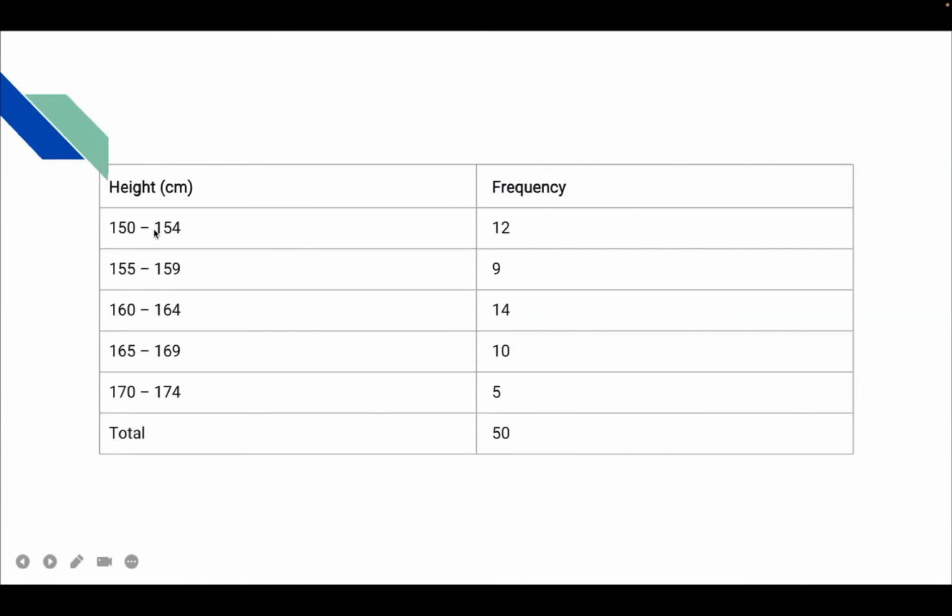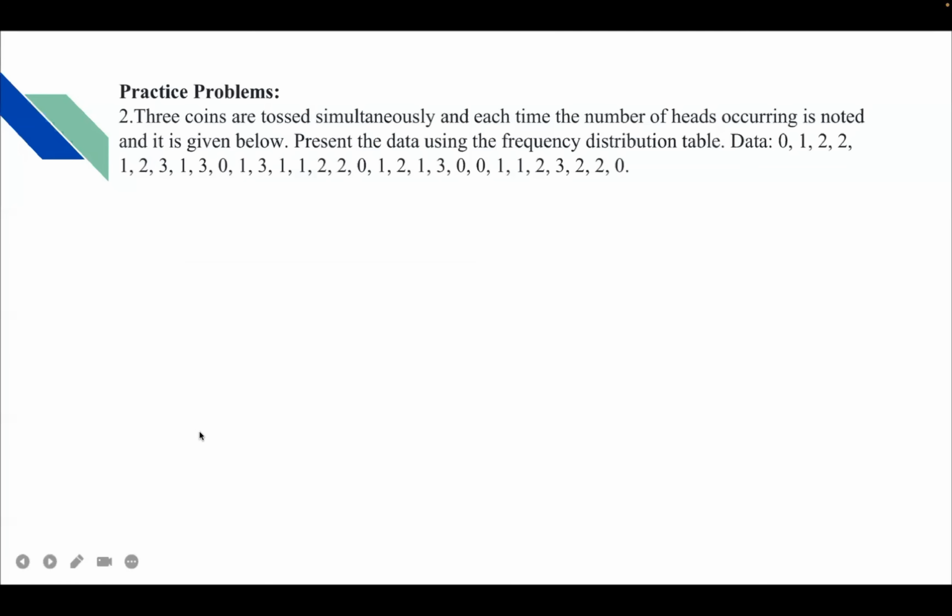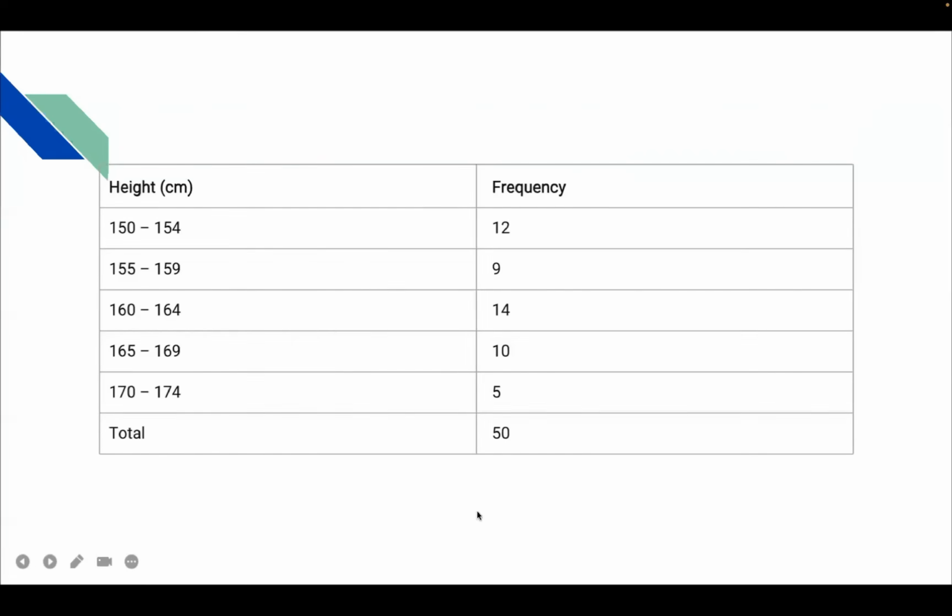So as you can see, from 150 to 154, we have 12. From 155 to 159, we have 9. From 160 to 164, we have 14. And from 165 to 169, we have 10. From 170 to 174, we have 5. And the total will give you 50. So let's look at another question. For this one, this is the final answer, the table.